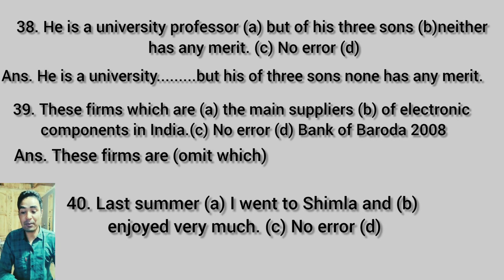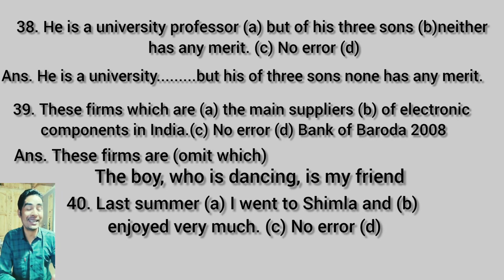For example, the boy who is dancing is my friend. Here, the boy is the main subject of the sentence, and after that, "who" is a relative pronoun. "Who is dancing" is a relative clause. "Is" is the main verb of this sentence, and "my friend" is the object. The boy is my friend.